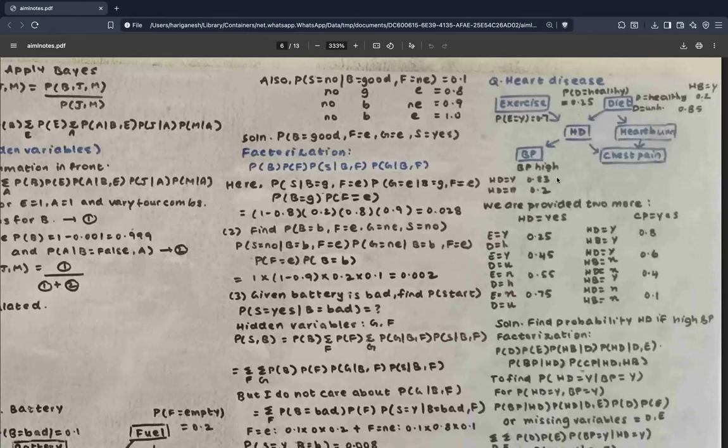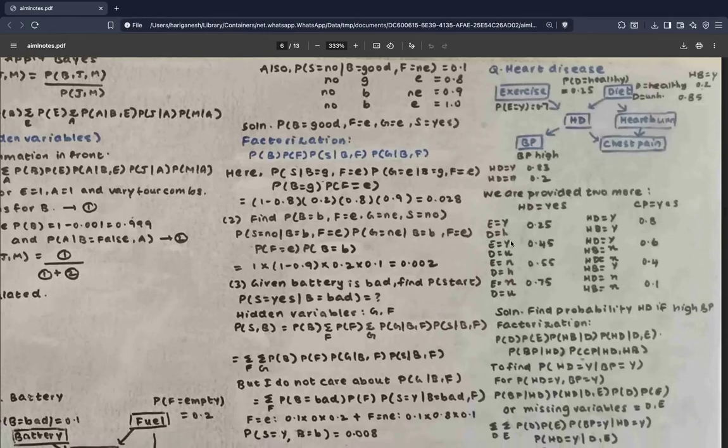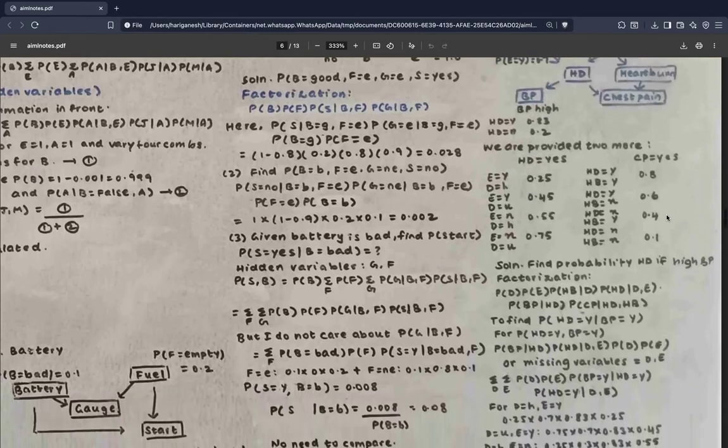We also have a table for blood pressure. That is, blood pressure is high. The probability of blood pressure being high when HD, which is heart disease, is yes, is 0.83. And when there's no heart disease, it's 0.2. We're also given two more tables here. So Y indicates yes, H indicates healthy, N indicates no here. So these are the tables we're given for heart disease and chest pain, dependency tables. So the question is: find the probability of heart disease given that the person has high blood pressure.